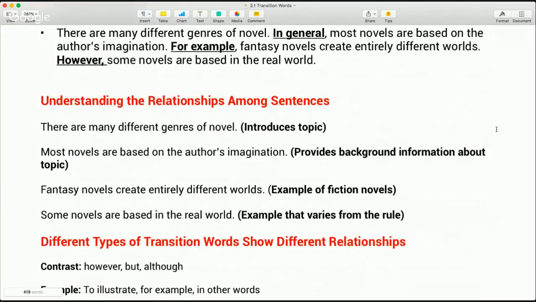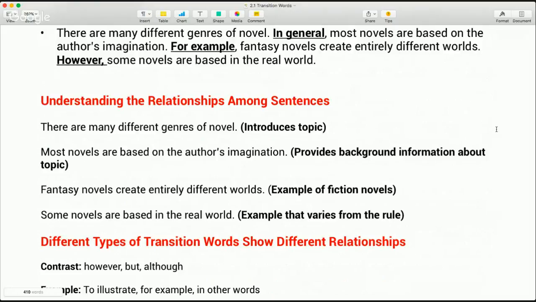sentences. The first sentence said there are many different genres of novel. It's hard to say the relationship here because this is the first one, so I just put down introduces topic. The second sentence says most novels are based on the author's imagination. This to me seems like it's providing extra information or additional information about novels.